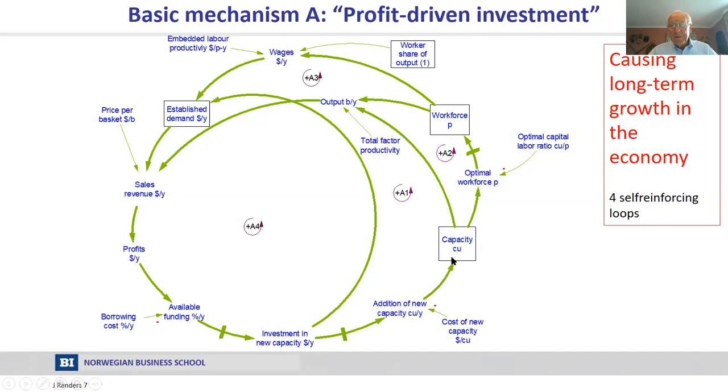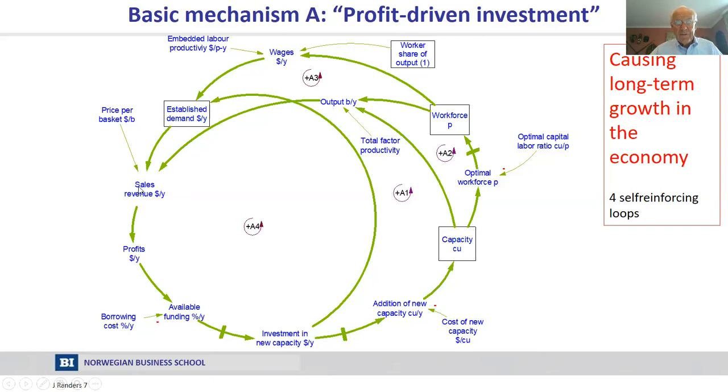You see there are other reinforcing parts of the positive loops. The more capacity you have, the higher is the optimal workforce, which increases the workforce, which increases the output, even with the same capacity. But the workforce also requires wages, which is what forms demand for consumer goods and services, while the demand for investment goods and services comes from the investment in new capacity, and together these determine sales.